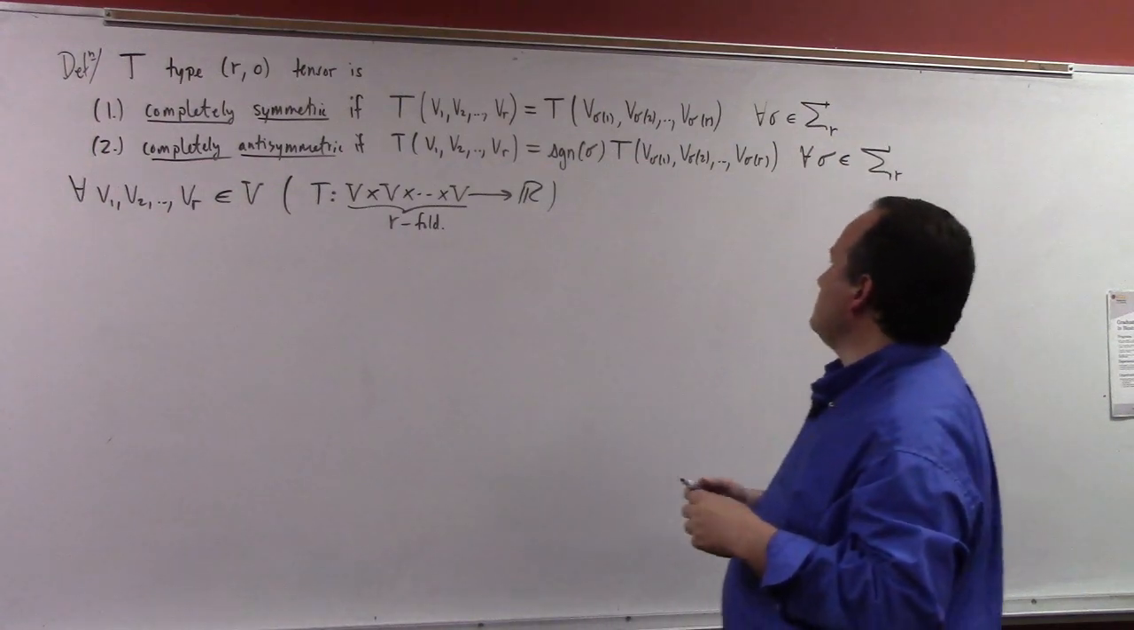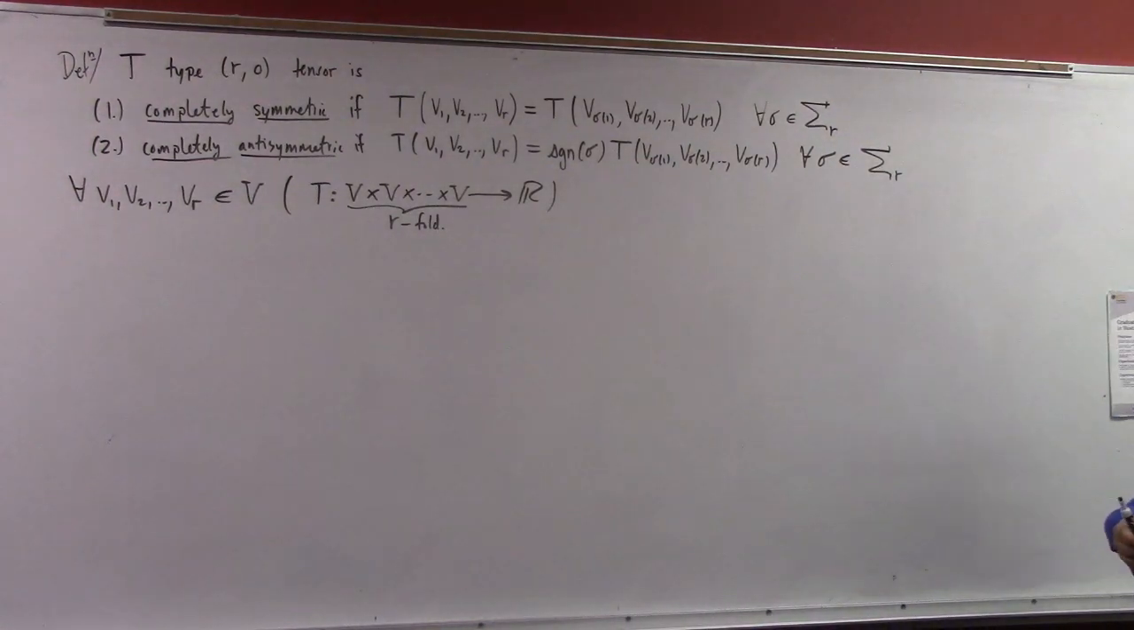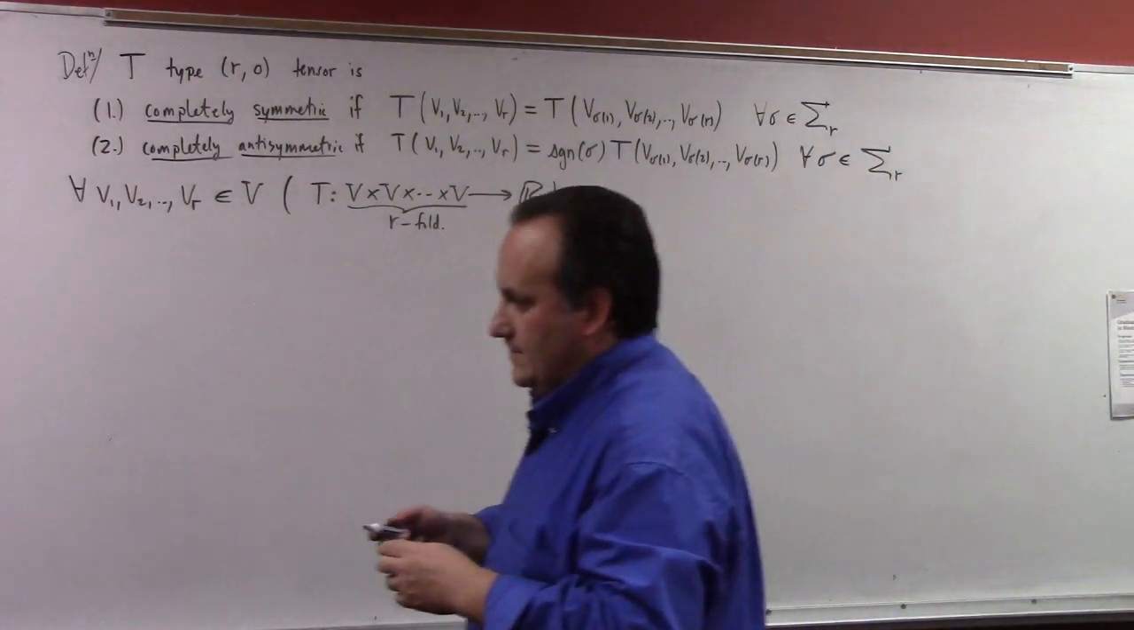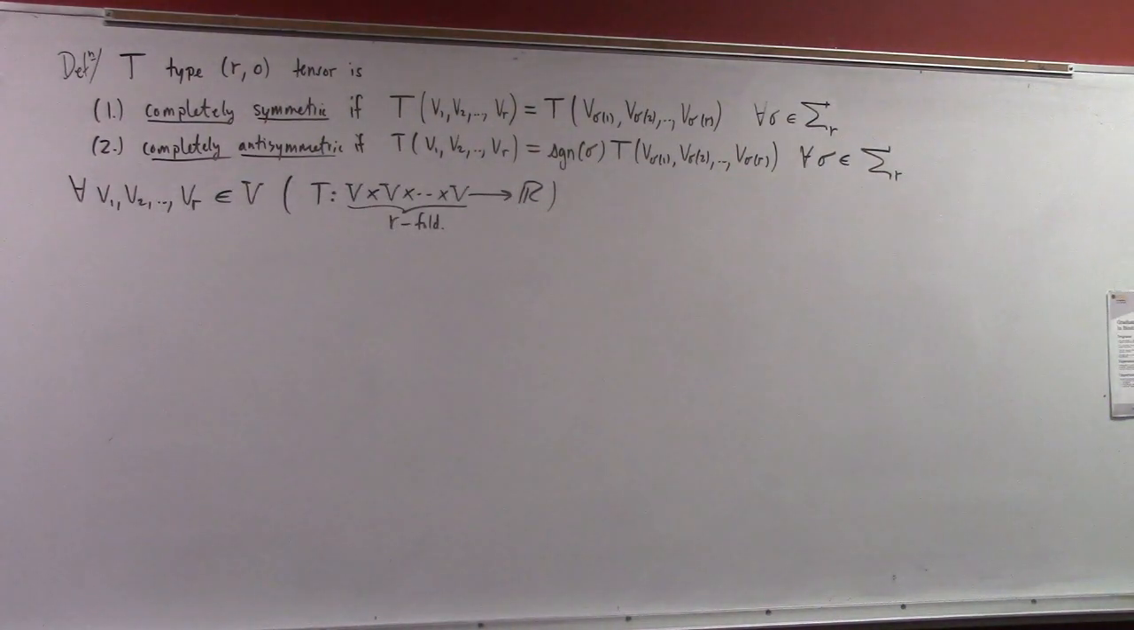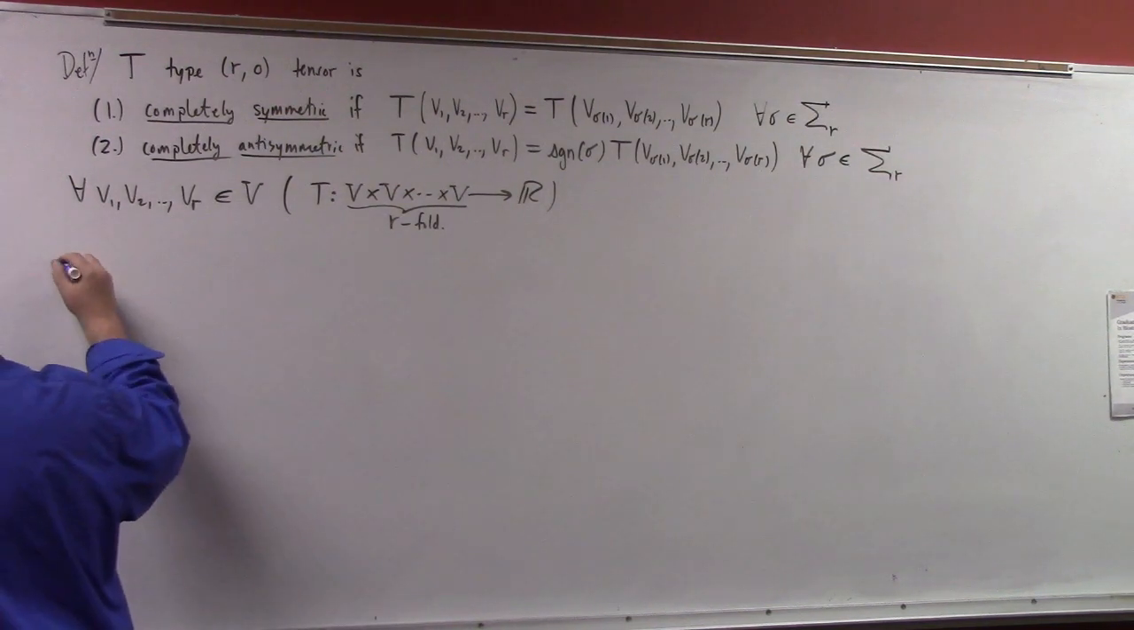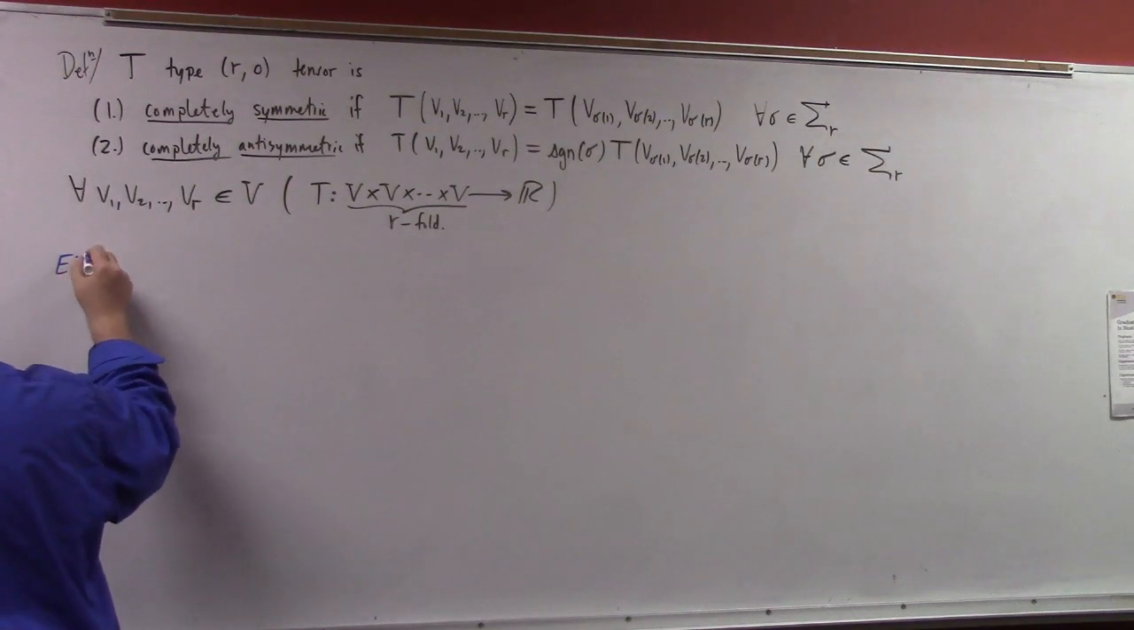So, does that mean that it can be completely symmetric and anti-symmetric at the same time? Because what if the sign is positive? But it has for all sigma. Oh. For all sigma. So like, example 2.